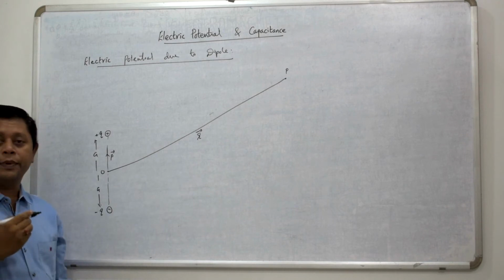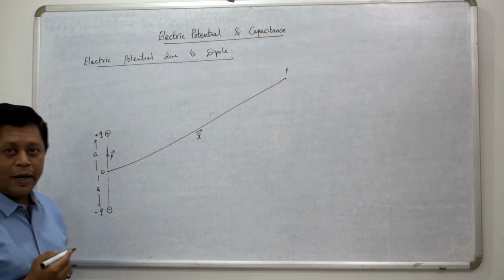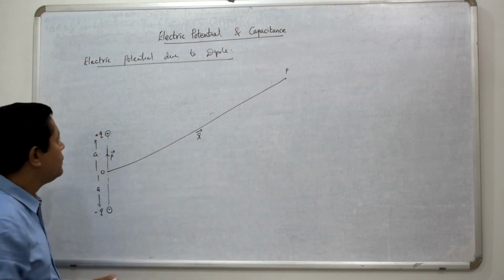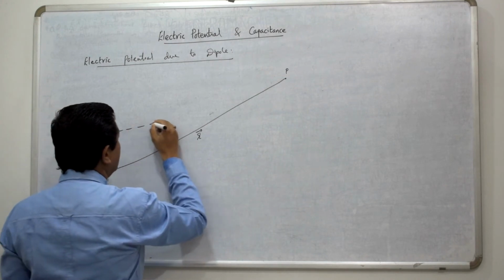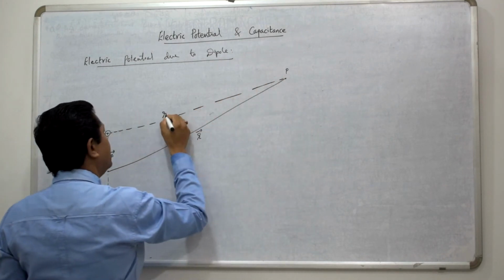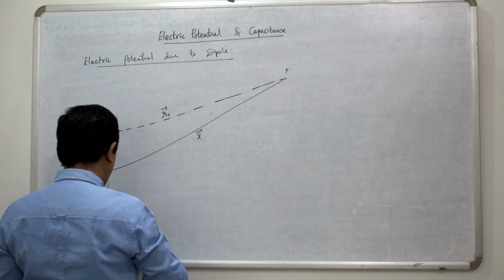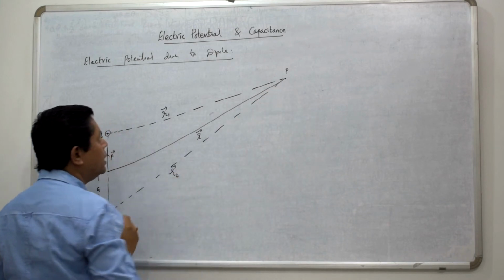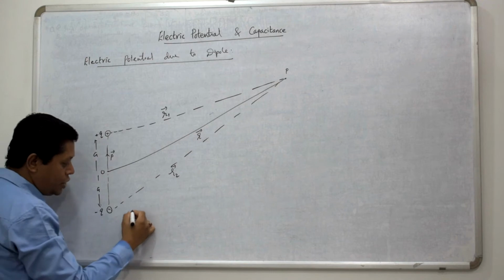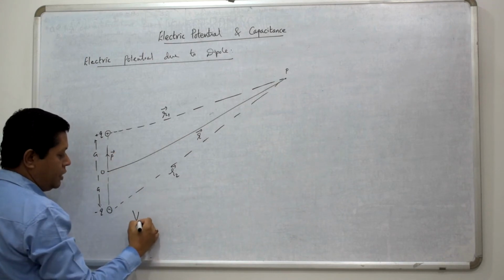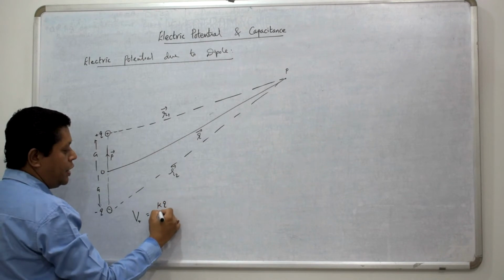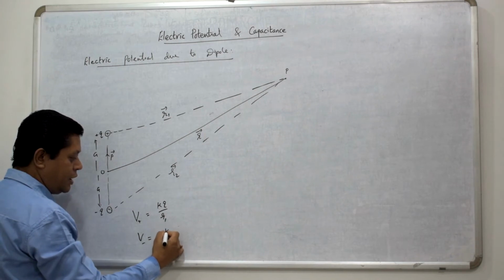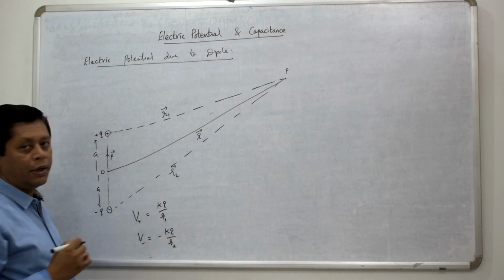As we know, electric potential due to a point charge is kq by r. Here we have both the charges, so we need the distance of each charge from point P. Let the distance of positive charge from point P be r1, and the distance of negative charge from point P be r2. Then the potential due to positive charge at point P is kq by r1, and potential due to negative charge is minus kq by r2.